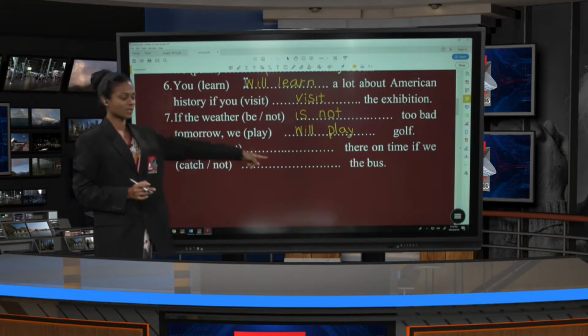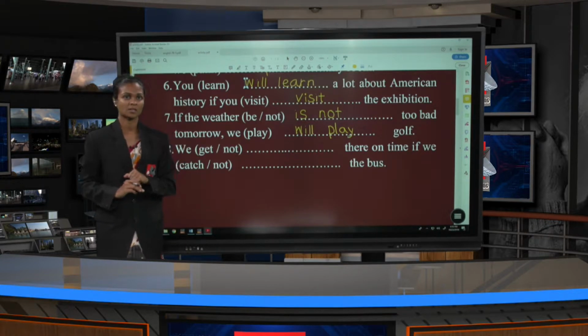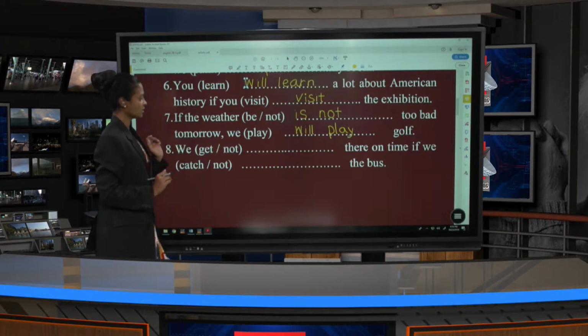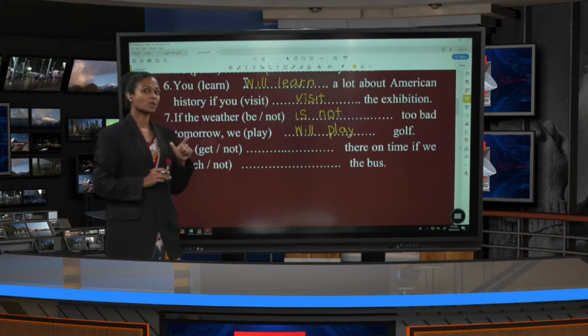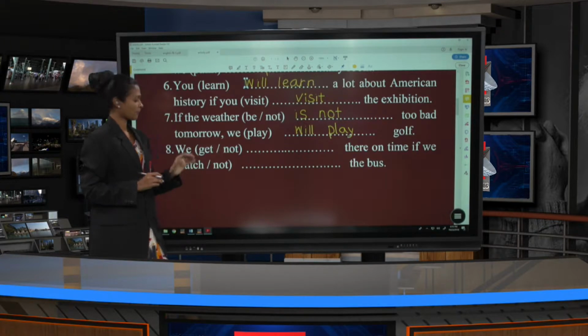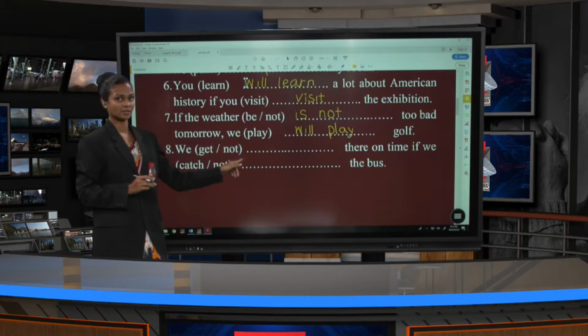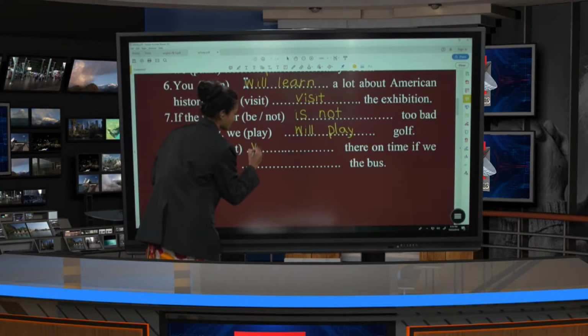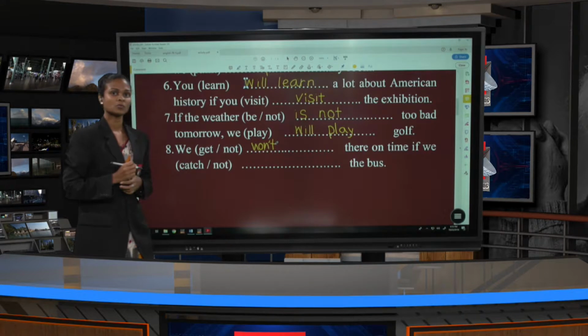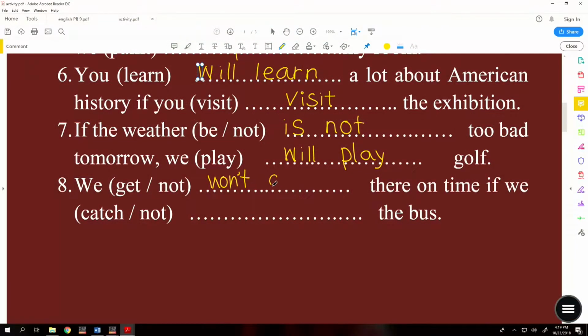Here at the beginning of the sentence the main clause appears. So how do we start? We, and also a negative sense should be given. So in a main clause it starts with simple future. We will not get, or you can say we won't get. Will not can be contracted as won't, W-O-N-'-T. We won't get there on time if we.